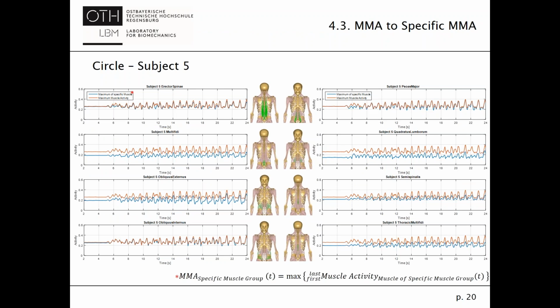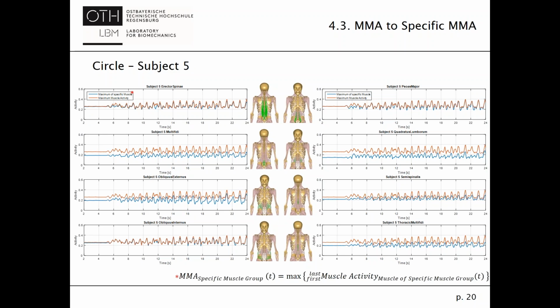In the next step, we investigated the maximum muscle activation of a specific muscle group. And how it is computed can be seen in this formula here. In the figures, the x-axis shows the time, and you can see that the subject had a static seating position from second 2 to approximately second 5. And the y-axis indicates the activity of the muscle. A value of 1 means that the muscle is fully activated and can therefore not deliver higher forces.